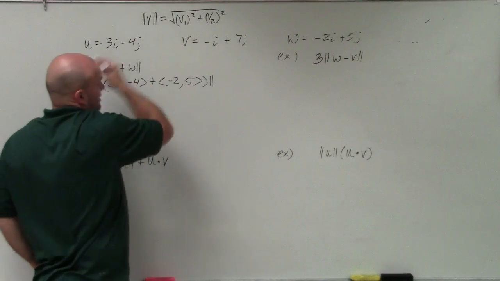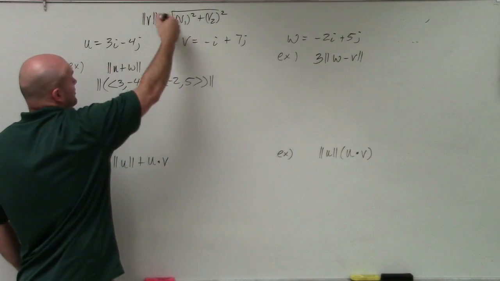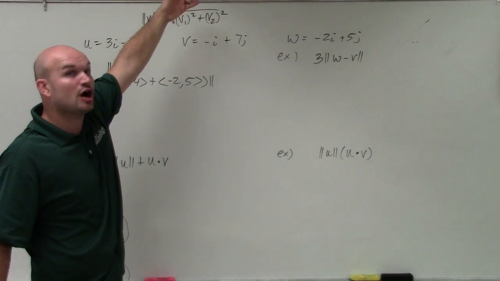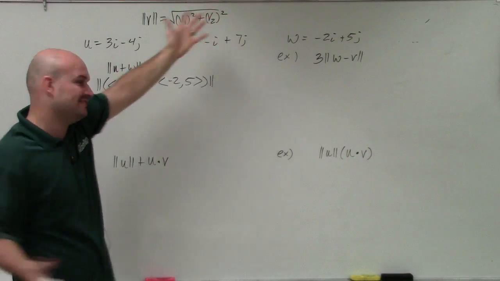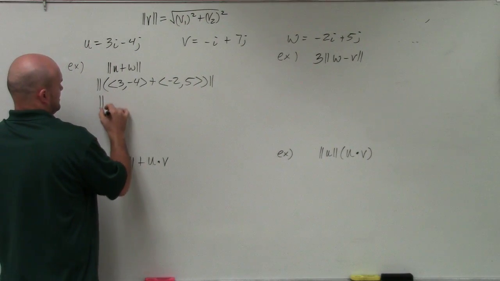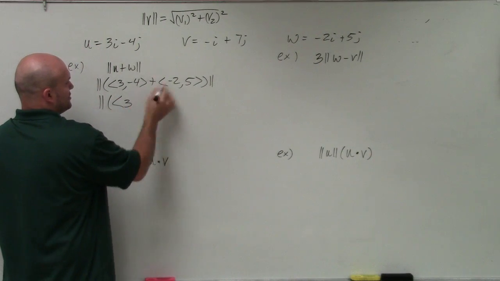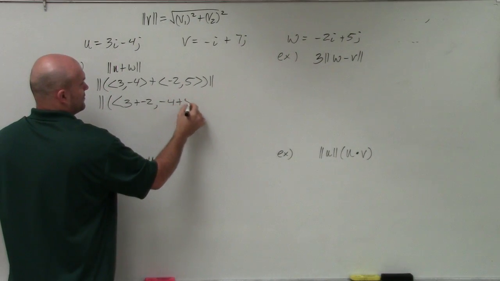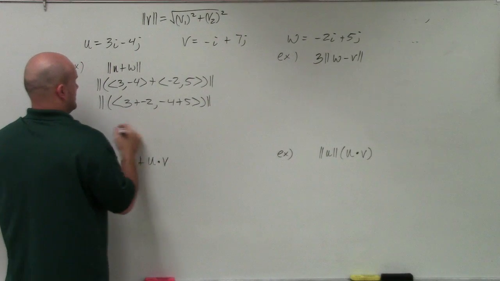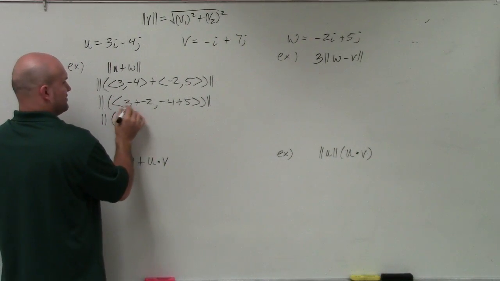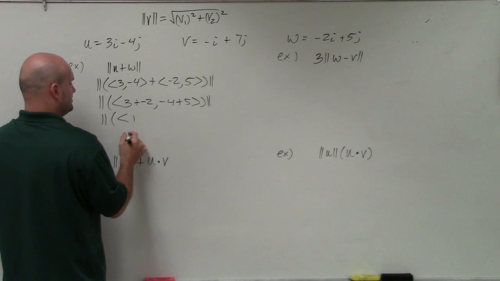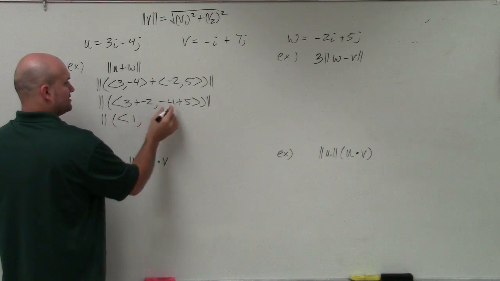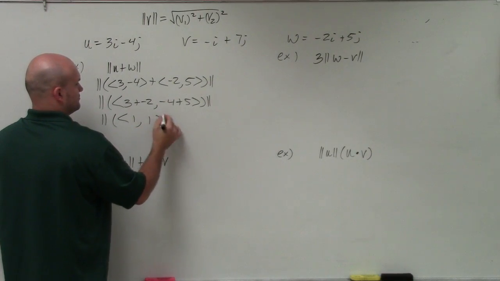I wrote the definition of a magnitude up above. But remember, we're dealing with different vectors, so that is just an arbitrary v. It could be the magnitude of any vector. By adding these two, you add the first two components, and then you add the second two components. I'll just show my work here. So 3 plus -2 is going to be 1, and -4 plus 1 is going to be -3.